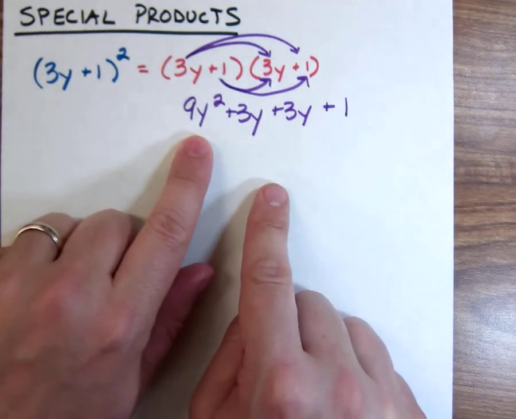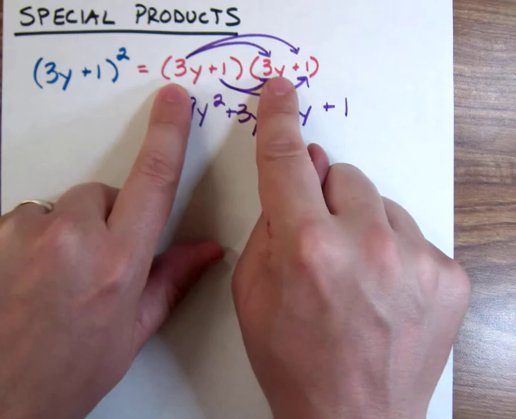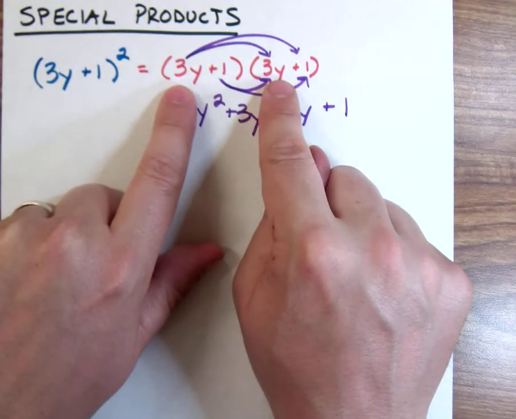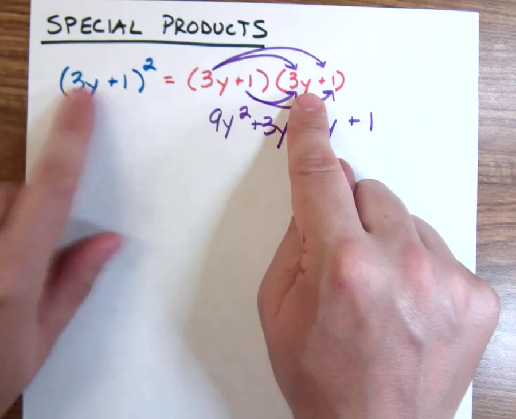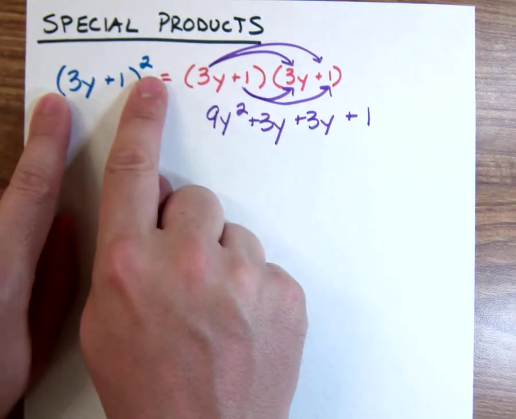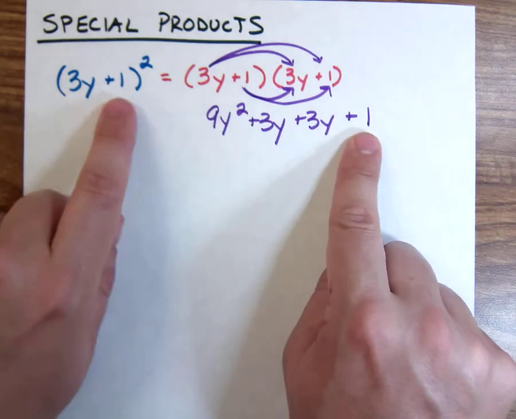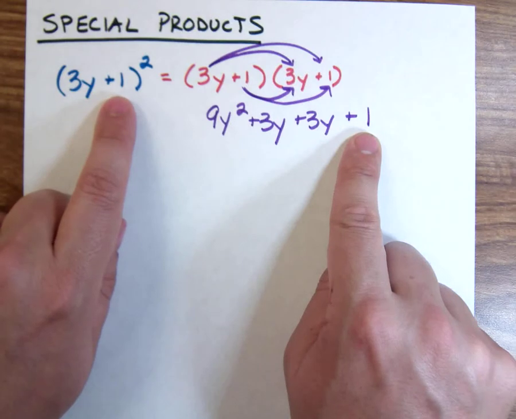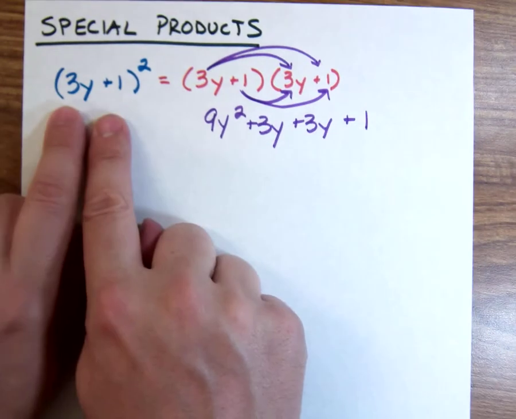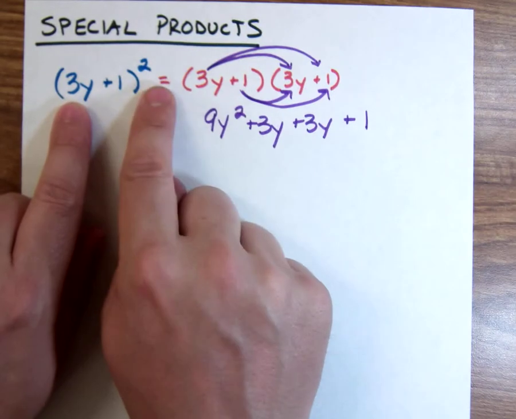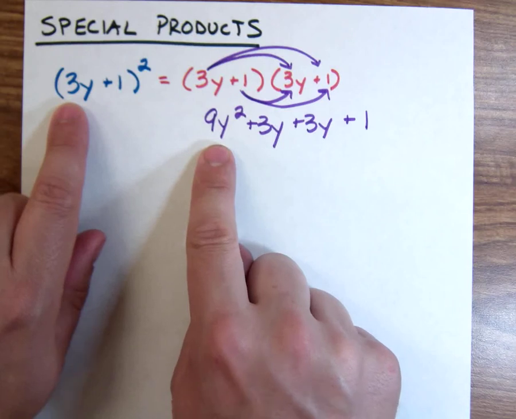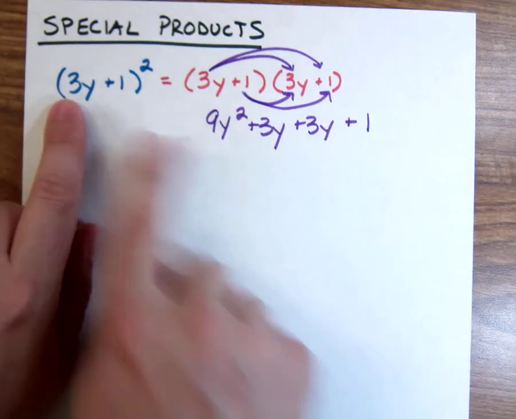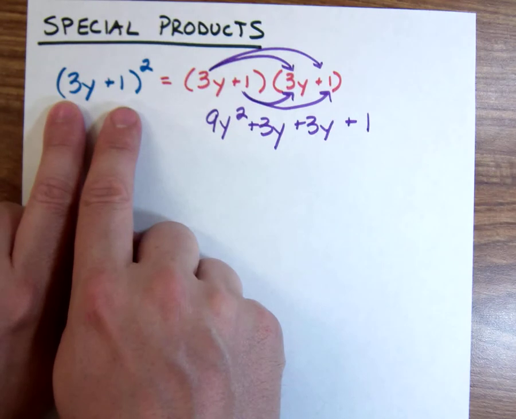The first term here, the 9y squared, came from 3y times 3y. And the reason this is being multiplied by itself is because the first term was 3y and squared means do it twice. Same thing with the last term. We got the 1 because the last number was 1 and we did 1 times 1. Now I told you, do not do this problem by doing 3y squared and then 1 squared, because that's not the answer. But it's half the answer. 3y squared is 9y squared and 1 squared is 1. So if you square the first and square the last, you've got half of the answer.